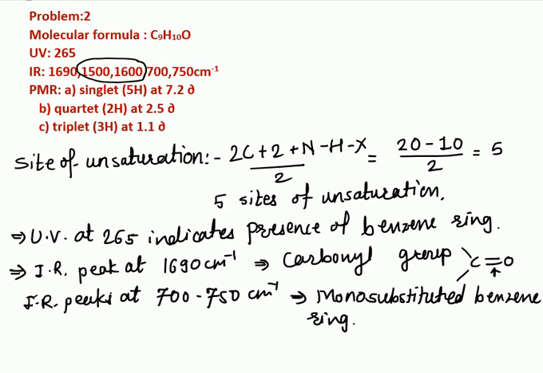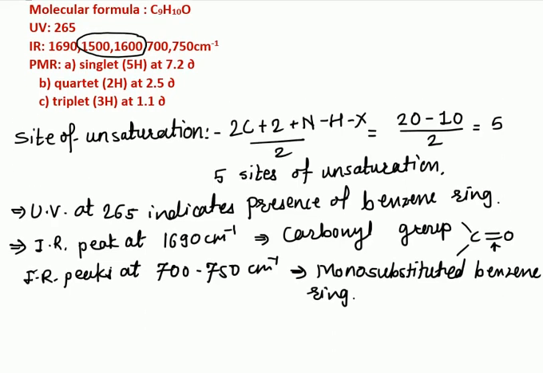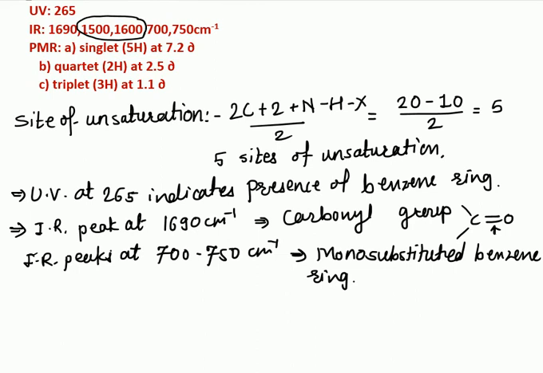Let us see the further data, the PMR data. As we have already discussed, the singlet at 7.2 delta value for 5 hydrogens definitely indicates the presence of a benzene ring, and 5 hydrogens means only one site is vacant, so a monosubstituted benzene will be there, and these 5 hydrogens show a singlet. If you have a high resolution spectrometer, then that singlet will again split into a triplet.